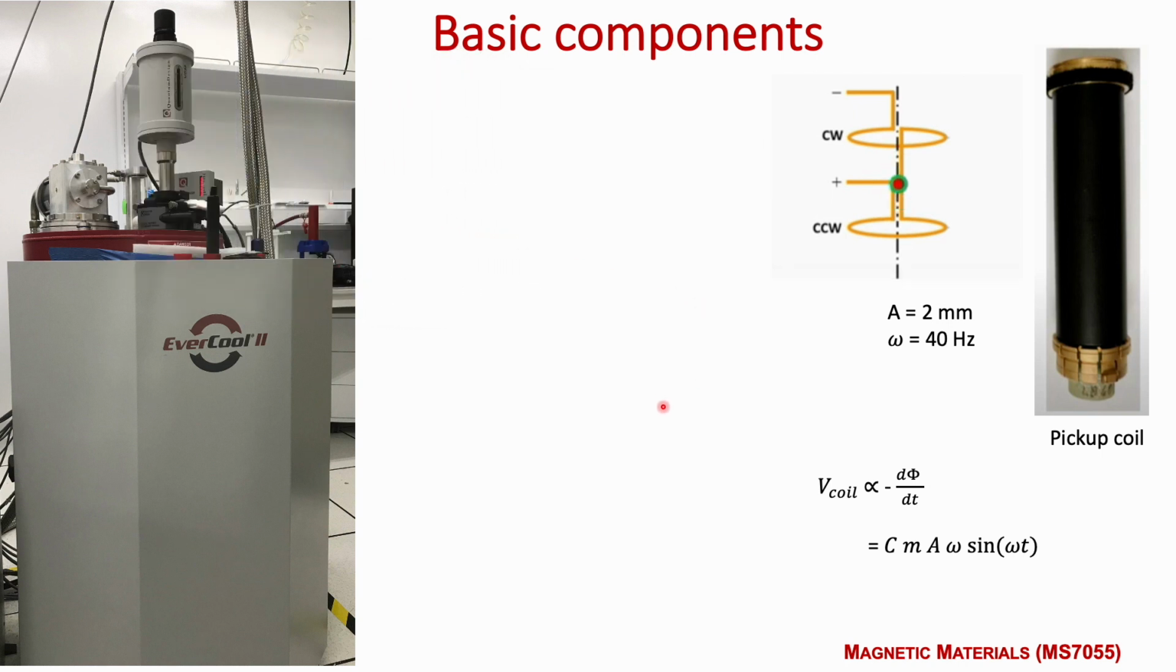The physics behind the VSM is primarily governed by Faraday's law of induction. The induced voltage in the coil is proportional to the time derivative of the magnetic flux through the coil. This voltage is proportional to the amplitude of the oscillation, the frequency, and of course the magnetic moment. The typical measuring unit for the magnetic moment here is the CGS unit, EMU. However, it can be converted into the SI unit, ampere meter squared.